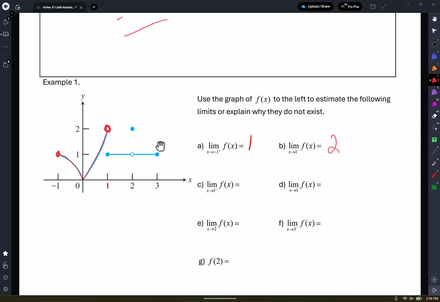Letter C. Limit as x approaches 1 from the right. So I'm looking at this one. If I approach from the right, what's that y value? 1. Good job.